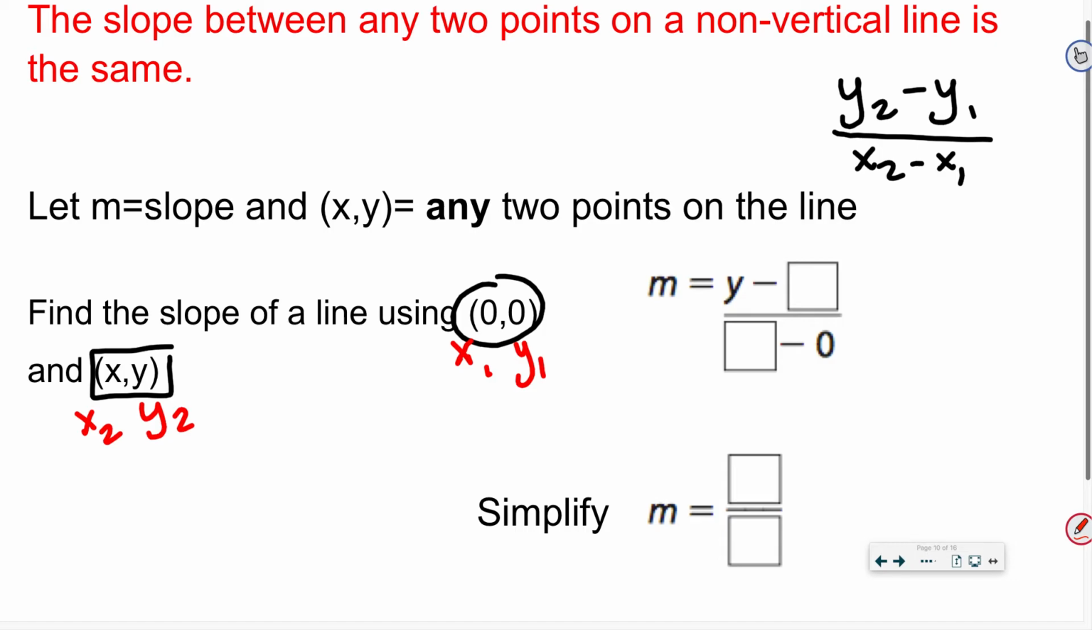What would fill into this box if I was using this formula? If this is one coordinate and that's another one. 0. Y minus 0. And then what would be here? X minus 0. What's y minus 0? Y. Good. And what's x minus 0? X. So our slope, which we're calling m, would be y divided by x.